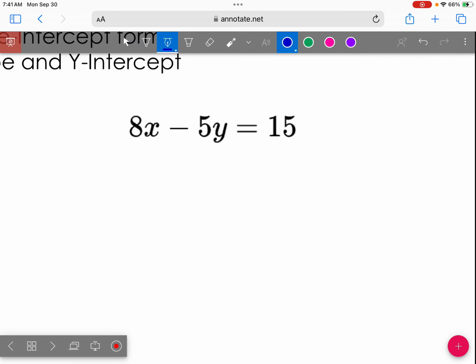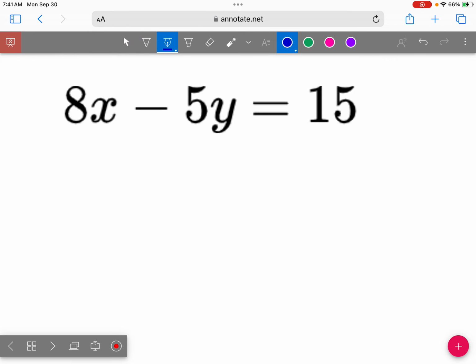All right. Next one. What are we going to do here? So minus the 8x. Minus the 8x. Thank you. I'm just being real picky because I don't want us to forget things. We're going to minus the 8x.